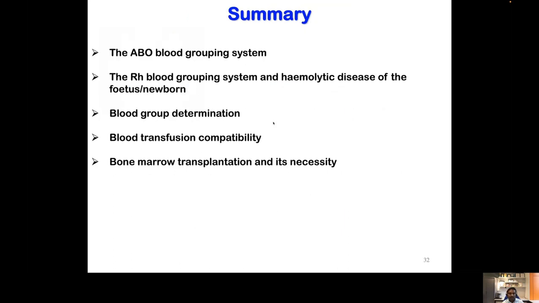So in summary, in this lecture, we talked about the ABO blood grouping system and the importance of ABO blood grouping, and then the Rh blood grouping system, and why this is really important for the newborn baby and for the fetus to avoid any mismatch. We talked about the significance of incompatibility between the blood from donor and recipient, and what will happen if there is a mismatch and you transfuse the wrong blood. We talked about blood group determination, how to find out through the agglutination test. And we also touched on bone marrow transplantation and its necessity for our society.